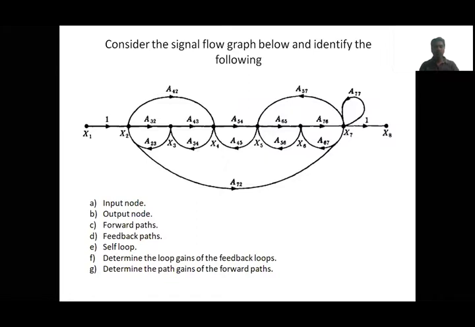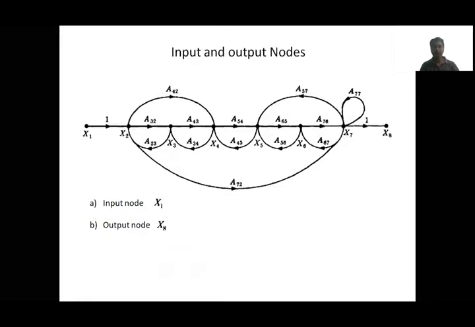Now this is another example. Please identify the input node, output node, forward paths, feedback paths and self loops, and also determine the loop gains and forward path gains. This is for your practice. This is small, you just practice it. I'll go through the slides quickly.